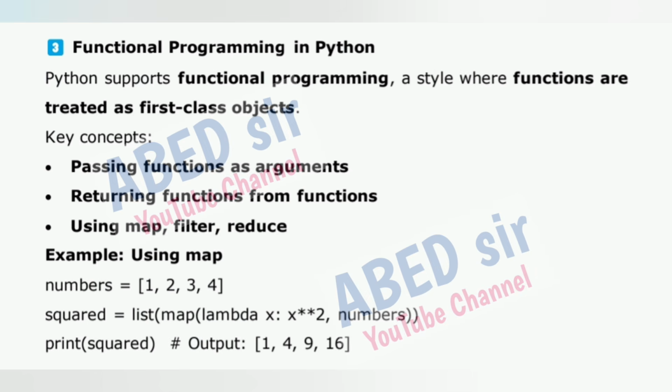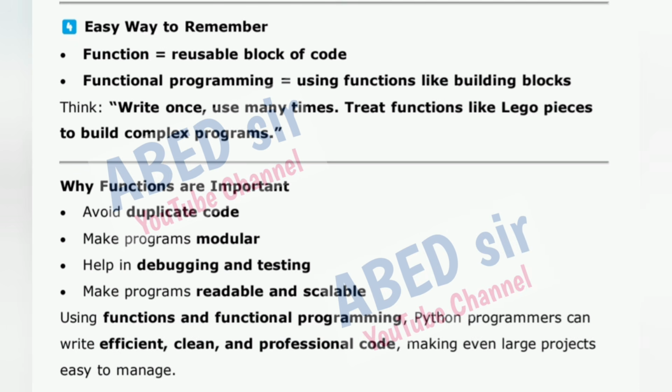Example, using map. numbers = [1, 2, 3, 4]. squared = list(map(lambda x: x ** 2, numbers)). print(squared) # output: [1, 4, 9, 16]. 4. Easy way to remember. Function is equal to a reusable block of code. Functional programming is equal to using functions like building blocks. Think, write once, use many times. Treat functions like Lego pieces to build complex programs.